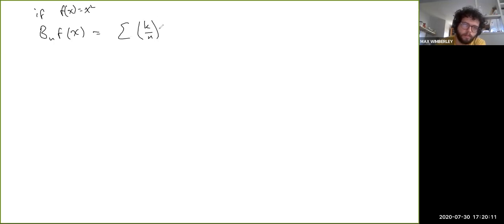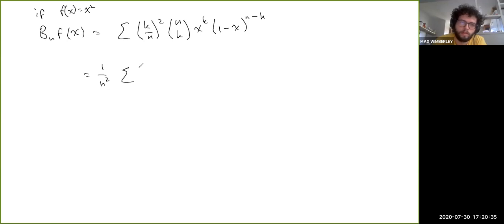Let's do the other one. So Bnf of x, if f of x is x squared. So this time we would get k over n squared. I'm going to avoid writing the indices now just for convenience. So then we'd have n choose k, and then we have x to the k, 1 minus x to the n minus k, right? So this is like 1 over n squared, k squared, then n choose k, x to the k, 1 minus x to the n minus k.